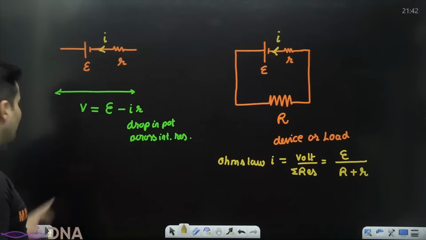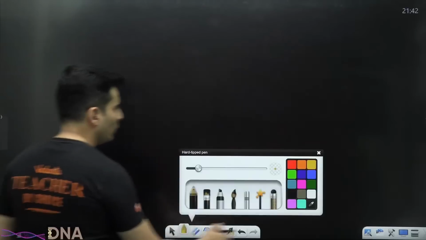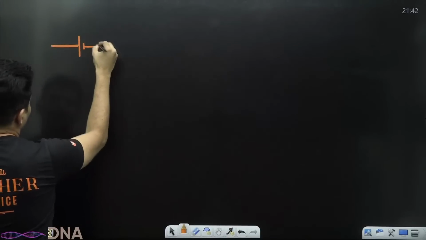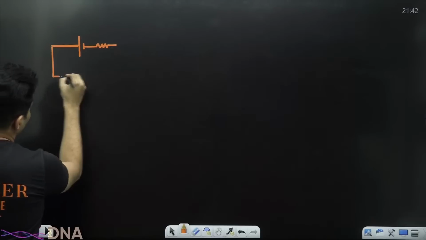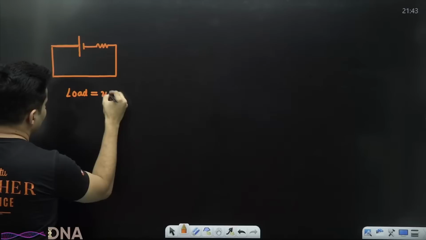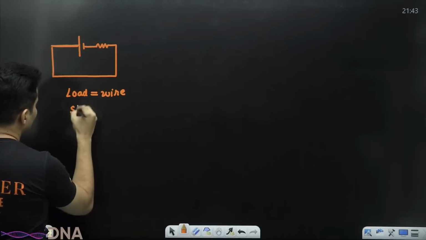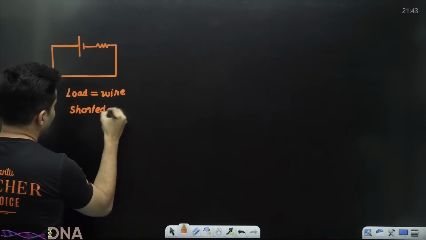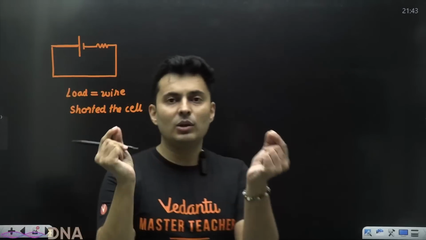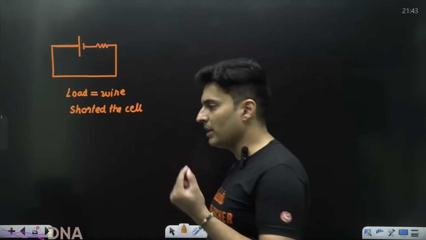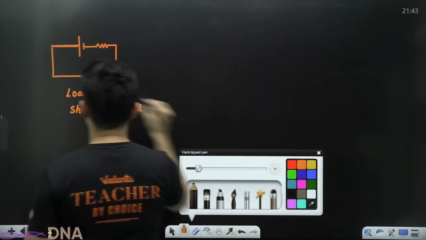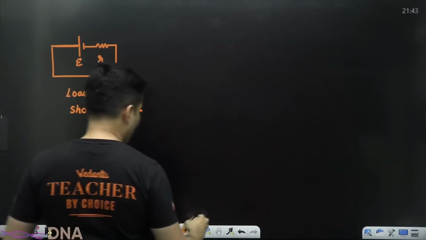Now just imagine, for that same circuit, I have that internal resistance, but the load is not there. The load is basically a wire, which means you have shorted the cell. Shorting anything means you are connecting the 2 points with a wire. That is the meaning of shorting. In such a case, what do you think will happen?